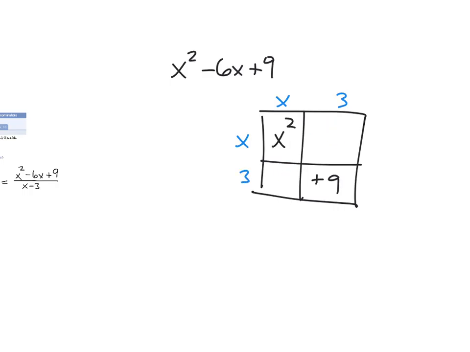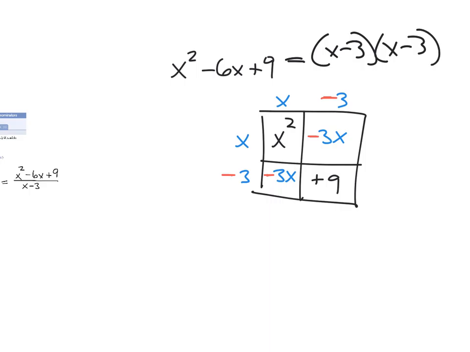When we get our internal terms, we end up with 3x and 3x, but we want the answer to be negative 6x. So how do we get negative 6x? That means both of these have to be negative 3x's, which makes both of these negative 3's, and sure enough, negative 3 times negative 3 gives us the positive 9 that we're looking for. So this ends up being x minus 3 times x minus 3.